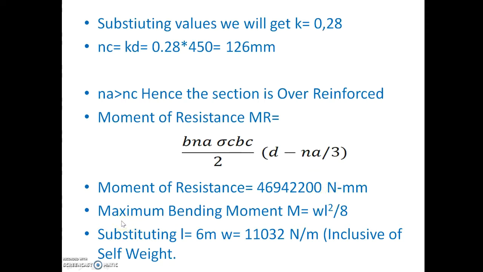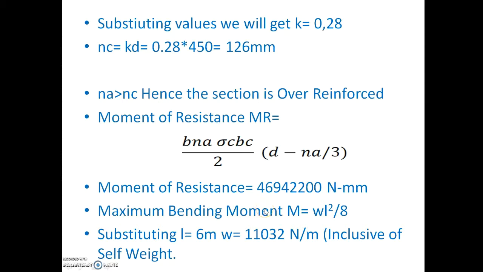So we have to find out the uniformly distributed load, how much the beam will carry. So for the maximum bending moment, the formula is WL square by 8. As this is the UDL, we have to use this formula. If this is a concentrated load, we should use WL by 4. By substituting the L value, that is 6 meters, we will get the W value of 11032 Newton per meter inclusive of self weight.